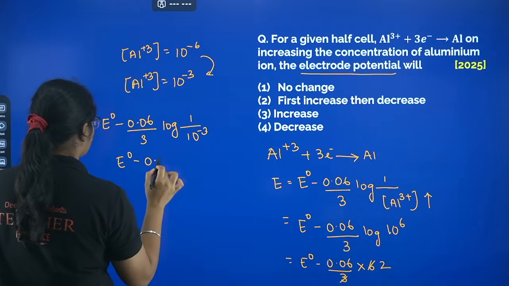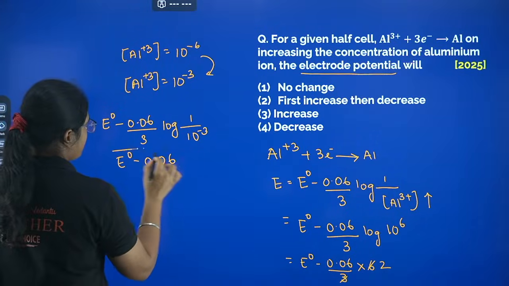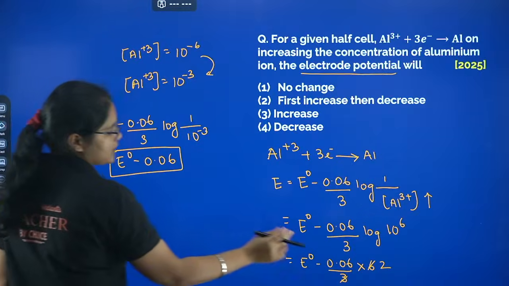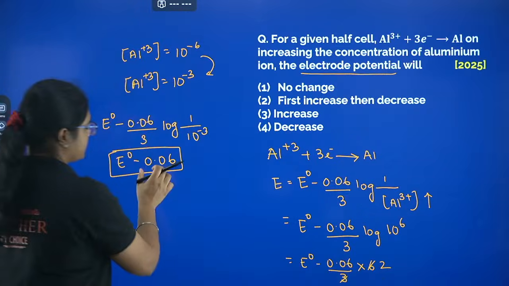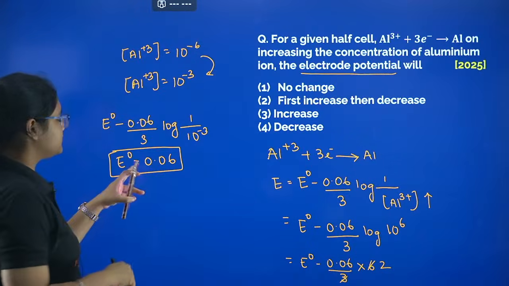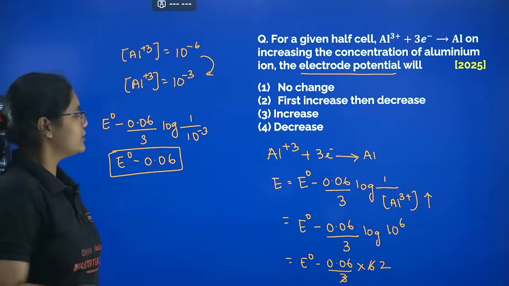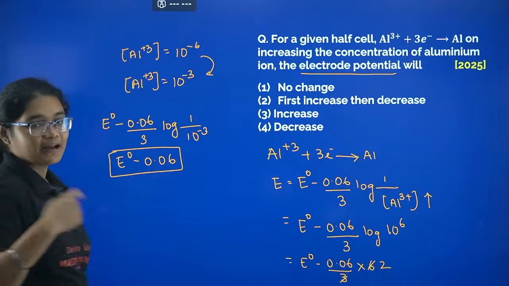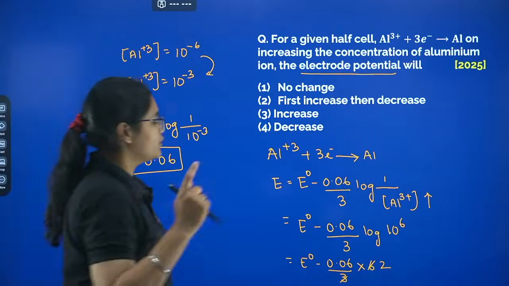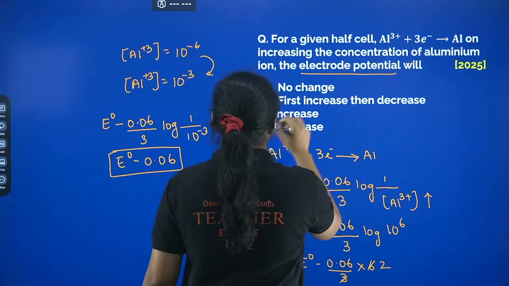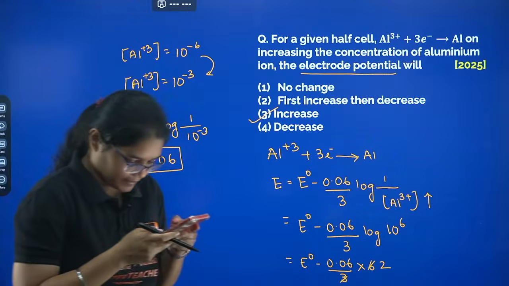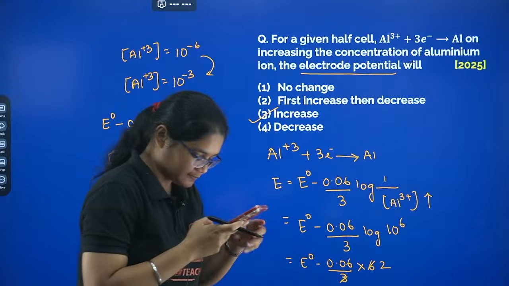E naught minus 0.06. Okay, now see, here you are subtracting a bigger number, here you are subtracting a smaller number. So this value is bigger than this one. So if you increase the concentration of aluminium, the E value will also increase. So that is why option number C here. Yes, those who are saying C, it is absolutely correct.